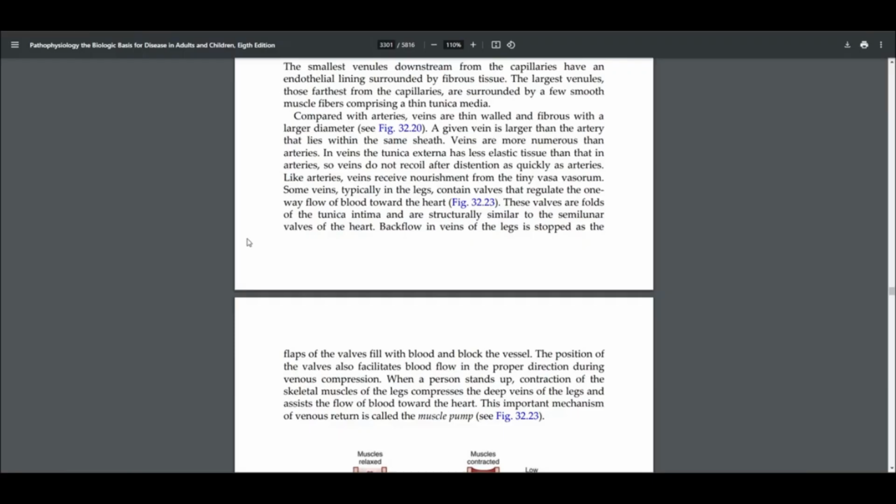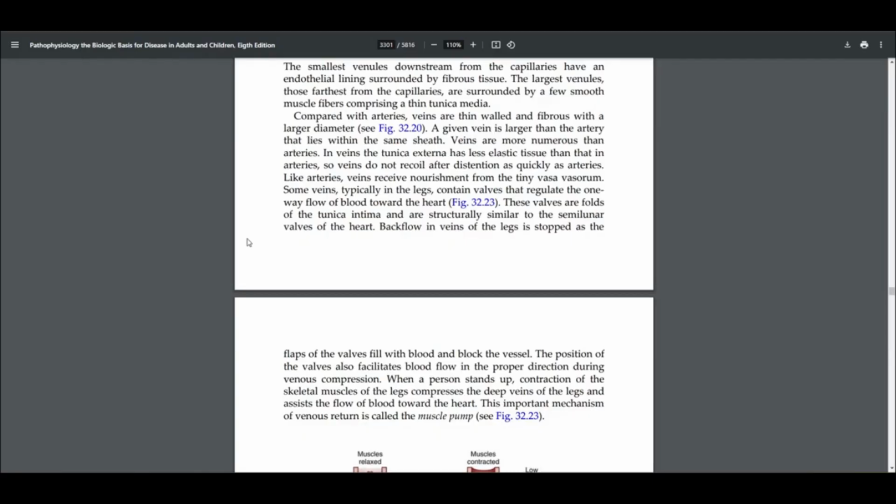Some veins, typically in the legs, contain valves that regulate the one-way flow of blood toward the heart. These valves are folds of the tunica intima and are structurally similar to the semilunar valves of the heart. Backflow in veins of the legs is stopped as the flaps of the valves fill with blood and block the vessel. The position of the valves also facilitates blood flow in the proper direction during venous compression.